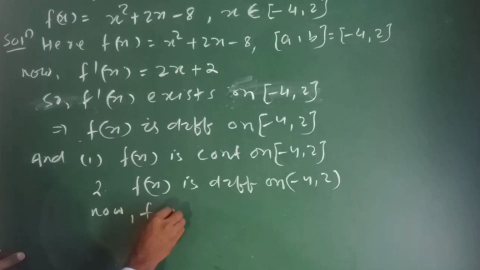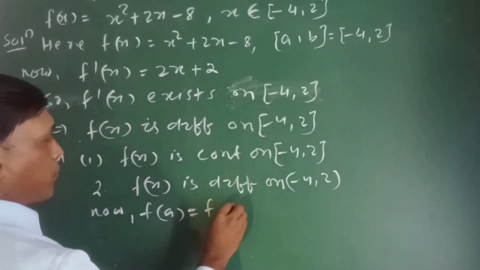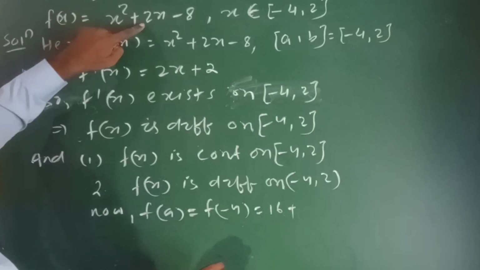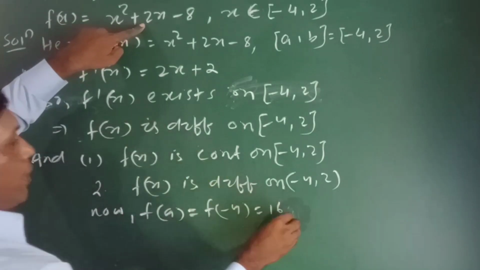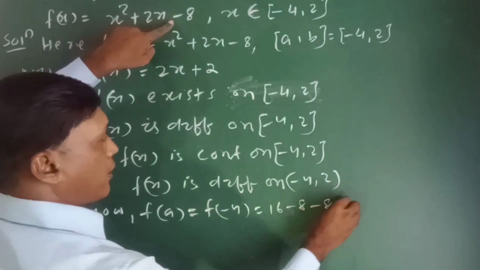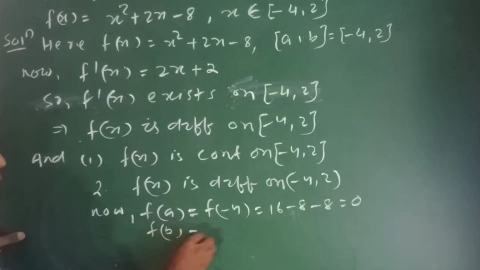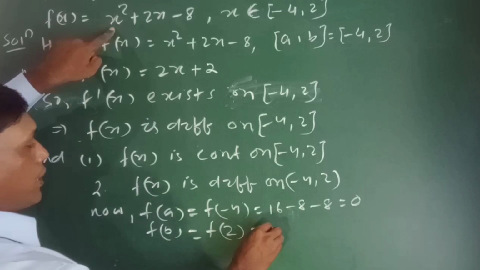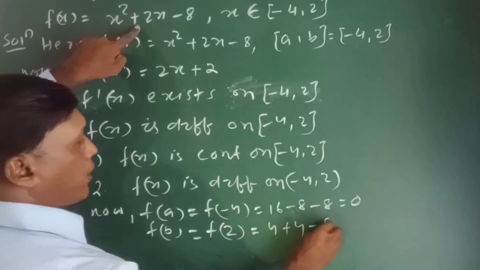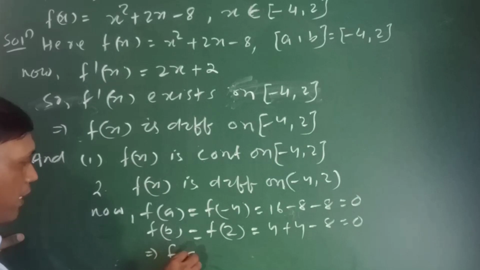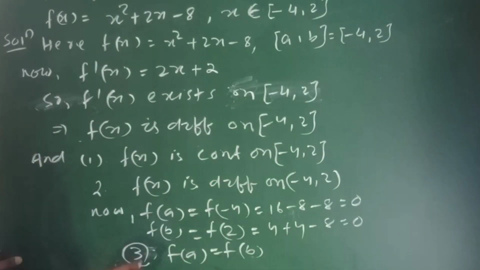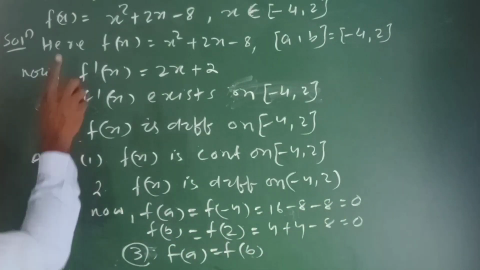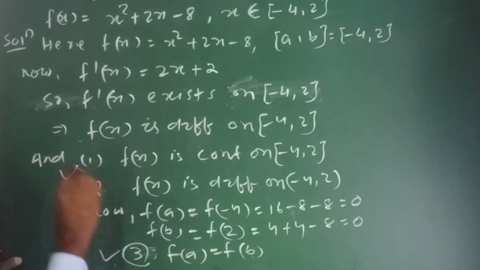Now f of a means f of minus 4. Put minus 4 here: that is 16 minus 8 minus 8, which is equal to 0. And f of b, b is 2, so f of 2: 2 square is 4 plus 2 into 2 is 4, 4 plus 4 minus 8 is equal to 0. We find f of a is equal to f of b. So the third condition is that f of a and f of b are the same. So the given function f of x satisfies the 3 conditions.